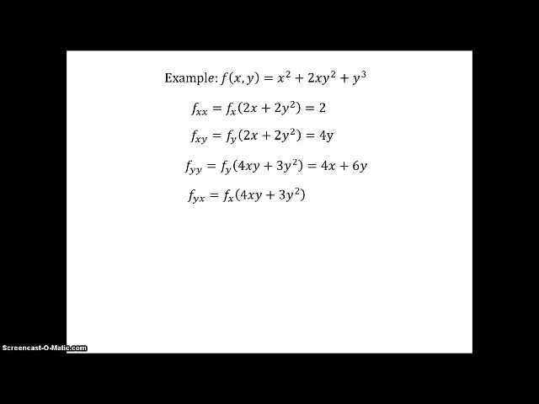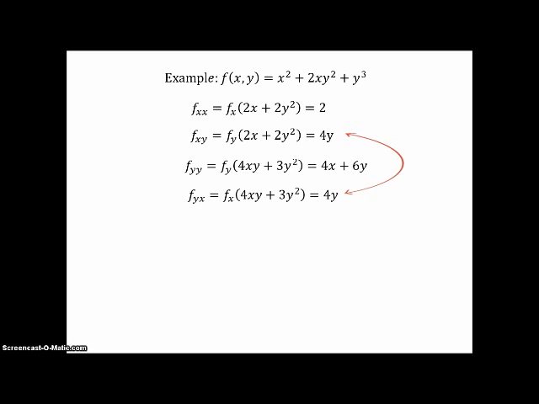And finally, fyx, you take the derivative with respect to y first, so that's the same as the first step in the previous problem, but then you take the derivative with respect to x, so the 3y squared goes to 0, and in the first term, 4y is treated as the constant times x.